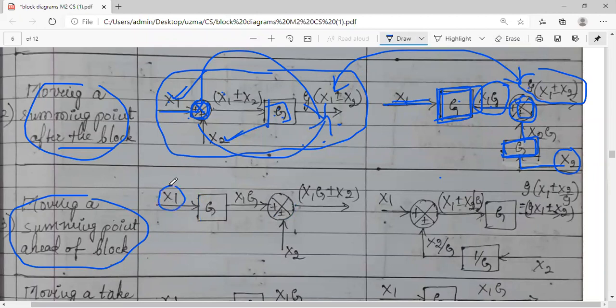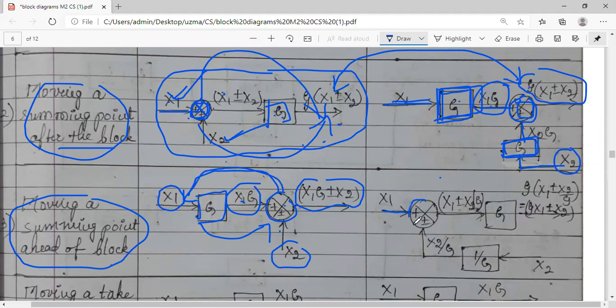You have input x1 which is passed through this block. Output is x1 into G, and you have one more signal x2. These two are added or subtracted, whatever. So you're getting this as your final output. So remember, your summing point is after this block. Now if I want to shift this before the block, what changes do I have to make? Let's see. Simply I'm shifting this here.